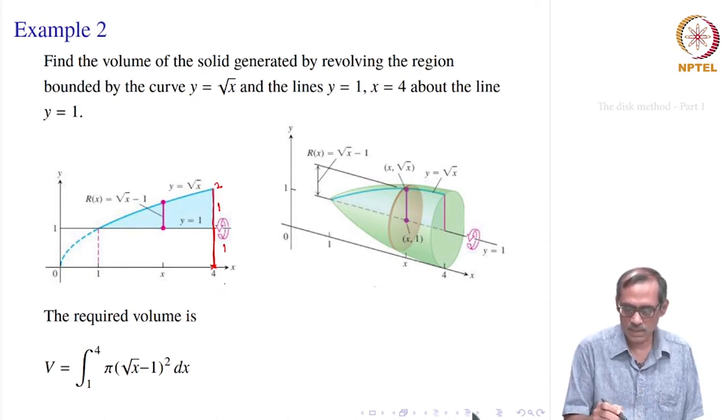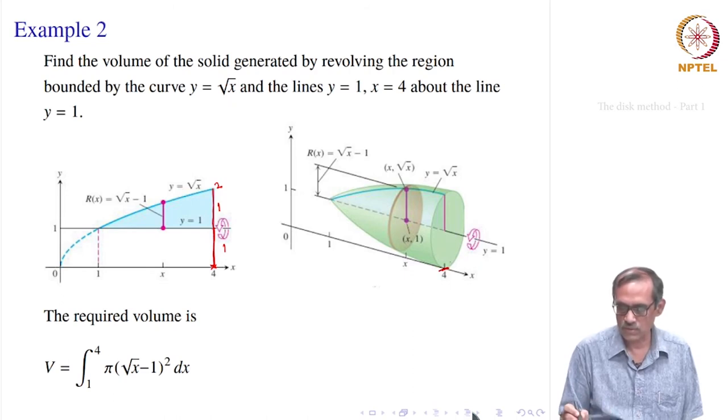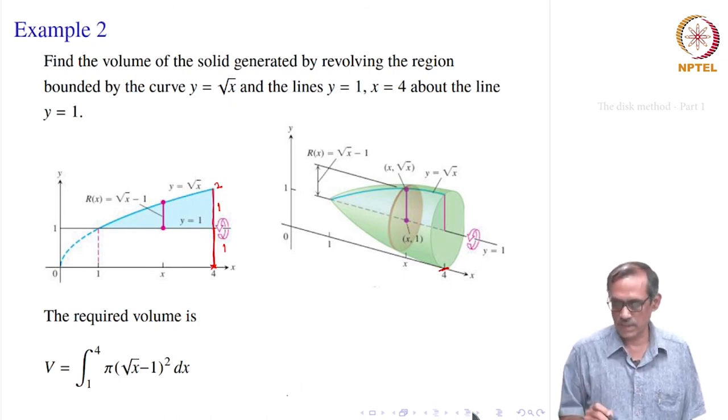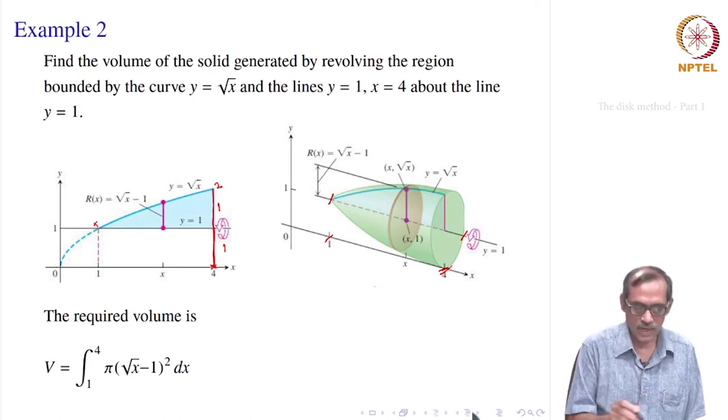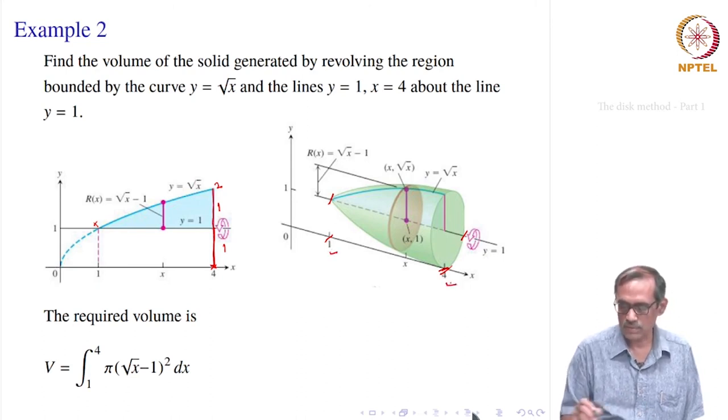Then once it is revolved around, it will touch the x axis as shown in the green picture here. Since it is revolving around y equal to 1, we must find out what the limits are for this integration. The integration is for x, on the x axis. At this point it is x equal to 4, and on the left side you have x equal to 1, because this is the point where it crosses the y axis and that height is y equal to 1. So x is also equal to 1 from this function y equal to root x. So the x limit is from 1 to 4.